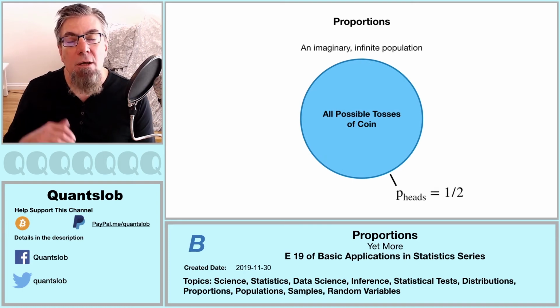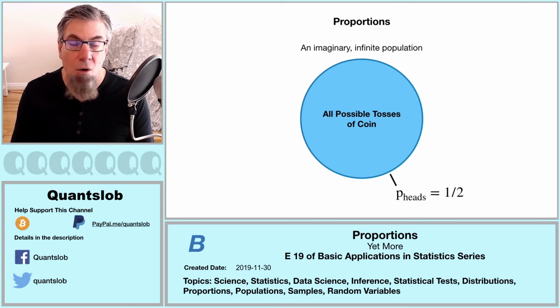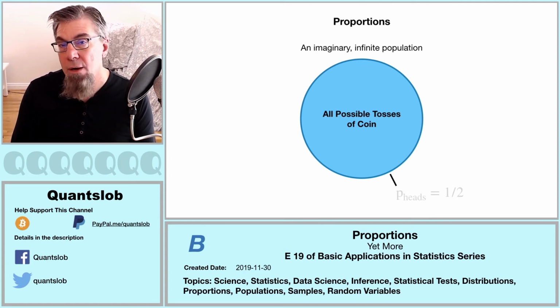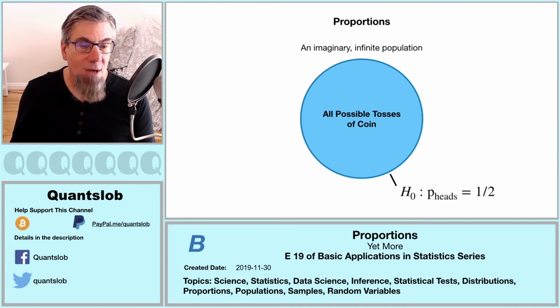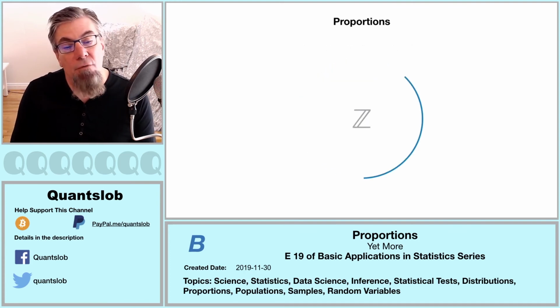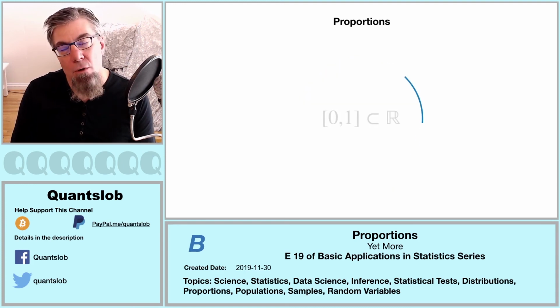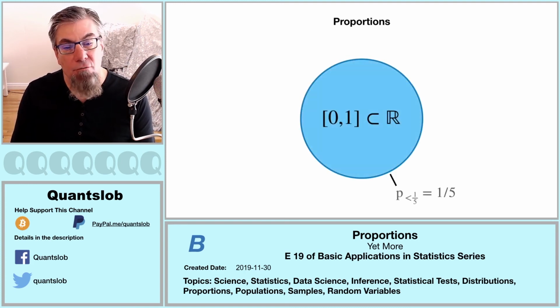For one thing, we can simply define a proportion value within an infinite population, and we've already done this plenty of times here already on QuantSlab. Or we can conjecture or hypothesize a proportion value within an infinite population. No problem. Moreover, using commonly established properties of numbers, we're allowed to assert things like the proportion of even integers within the collection of all integers is 1/2, or that the proportion of real numbers in the unit interval that are less than 1/5 is 1/5. Not at all an issue.